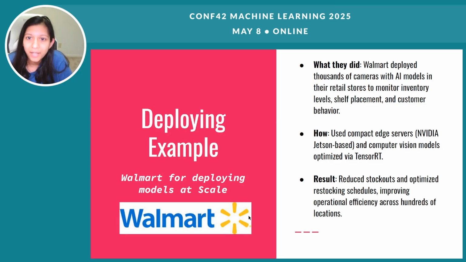So now let's see some actual real world applications that use some of the principles we just talked about. First is the deploying example. Walmart uses this for deploying models at scale. They deployed thousands of cameras with AI models in their retail stores to monitor inventory levels, understand where each item is placed, and monitor customer behavior, such as if there is any theft or any anomalies happening.